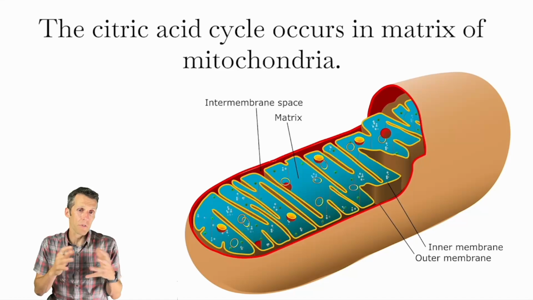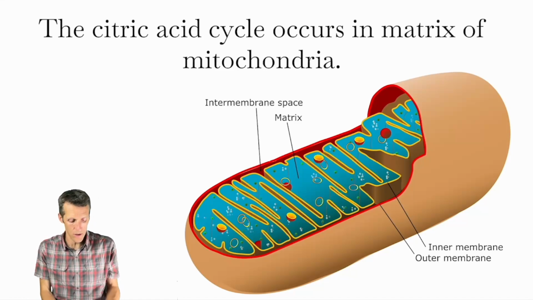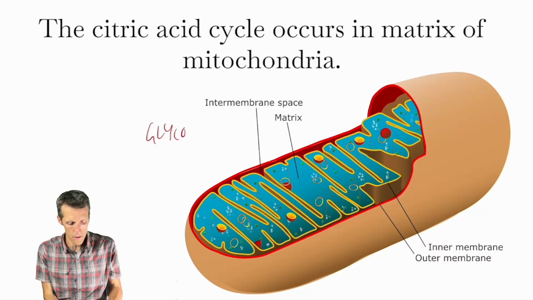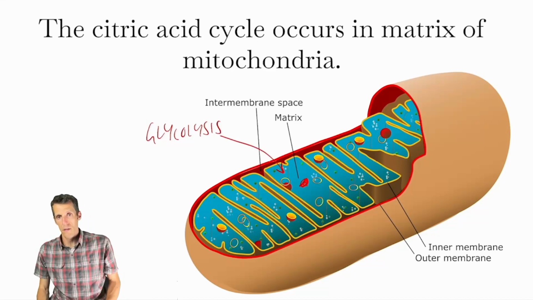So first of all, the citric acid cycle occurs in the matrix of mitochondria, whereas things like glycolysis occur out here. So glycolysis is out here. The citric acid cycle is in here, and somehow we have to be able to get across that space.